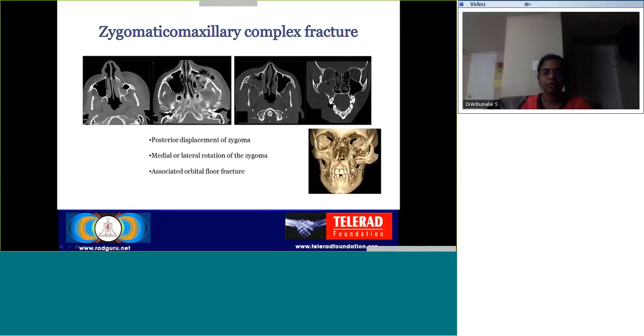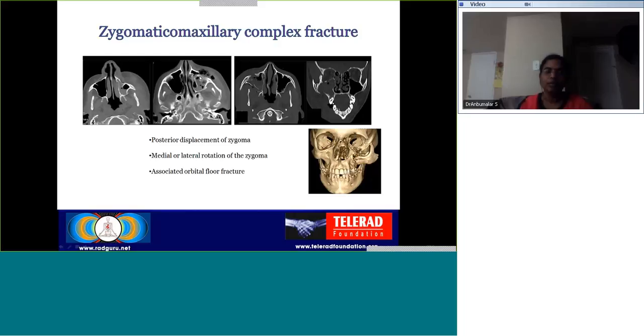For this lambda shaped appearance, we have to mention whether it is posteriorly displaced, whether it is medially or laterally rotated, and the associated orbital fracture. We will see how to mention this. See, this is the case of the posterior displacement of the zygoma, and next we will see the medial rotation of the zygoma. For this we have to compare the zygomatic injured segment with the opposite normal maxillary antrum.